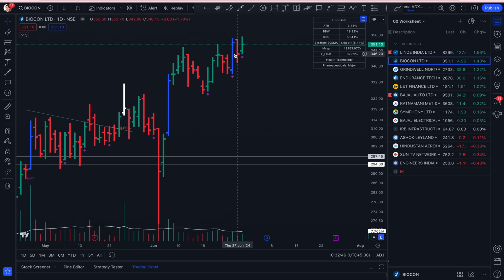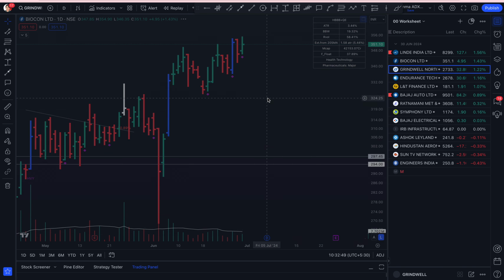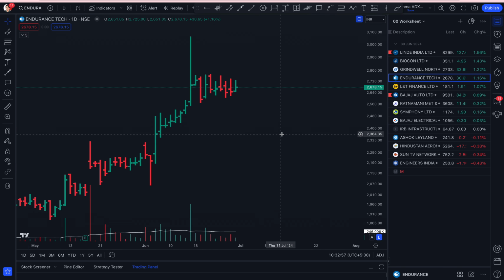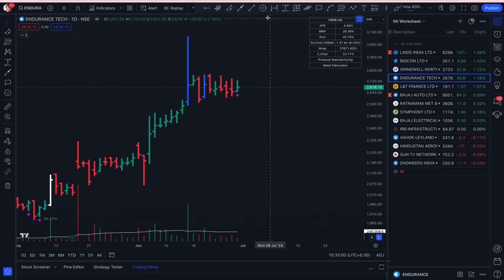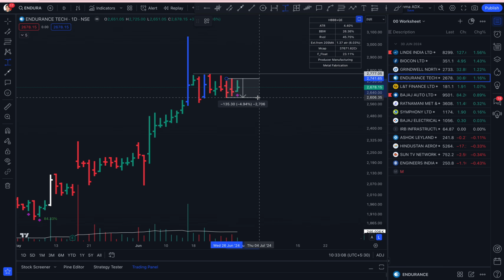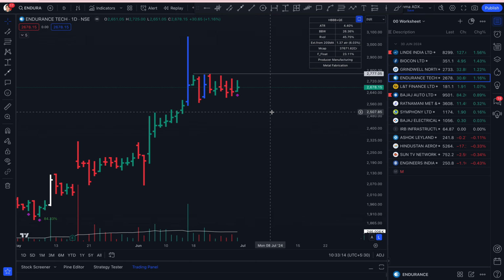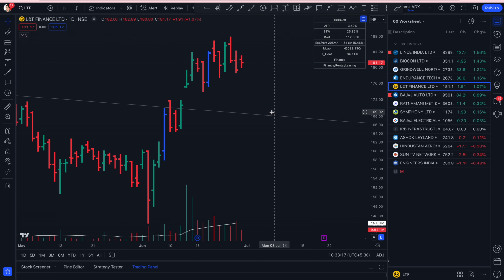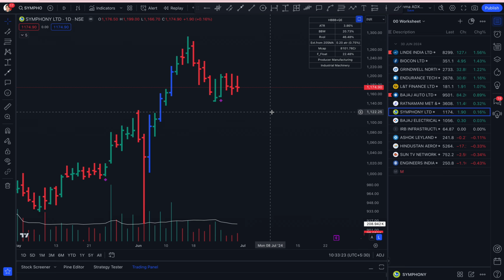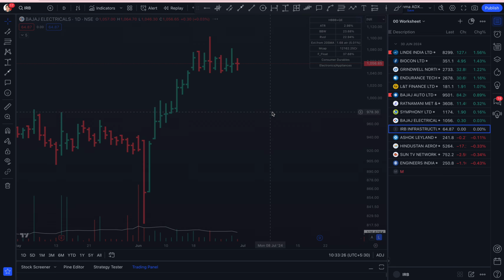Same thing with Biocon. So in the 3 days, this is the narrowest range. Grindwell Norton, narrowest range in the last possibly five bars. Endurance Tech, really tight, okay? Really tight. So last 3 days, the tightness is basically 5%. I mean, yeah, 4.4 ATR, 5% tight, like tight, basically tight. LTFH, this is narrowest range, Bajaj Auto, Ratnamani, narrowest range, Bajaj Electric, narrowest range, okay?